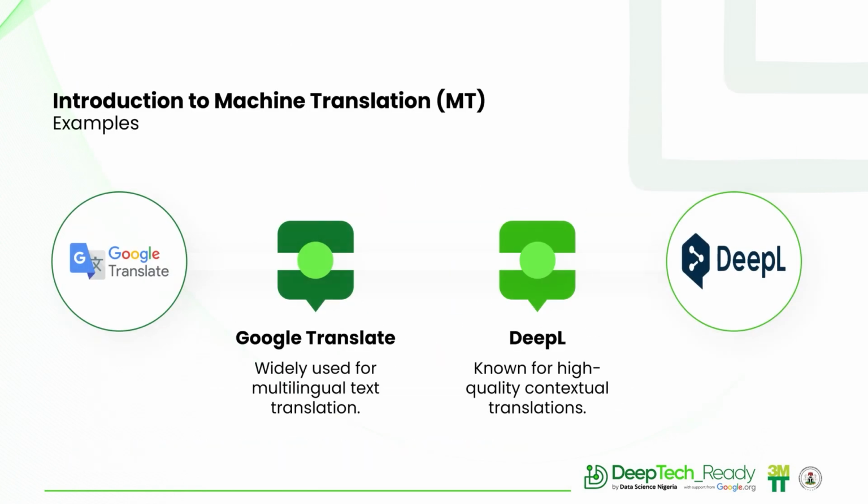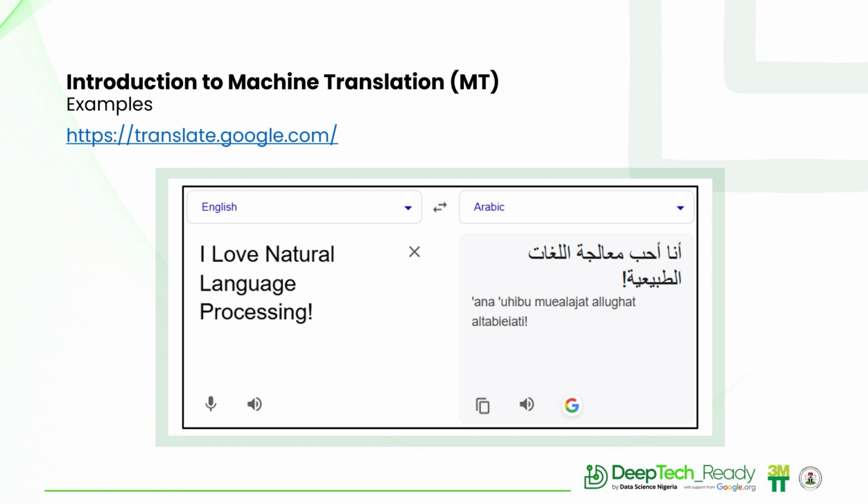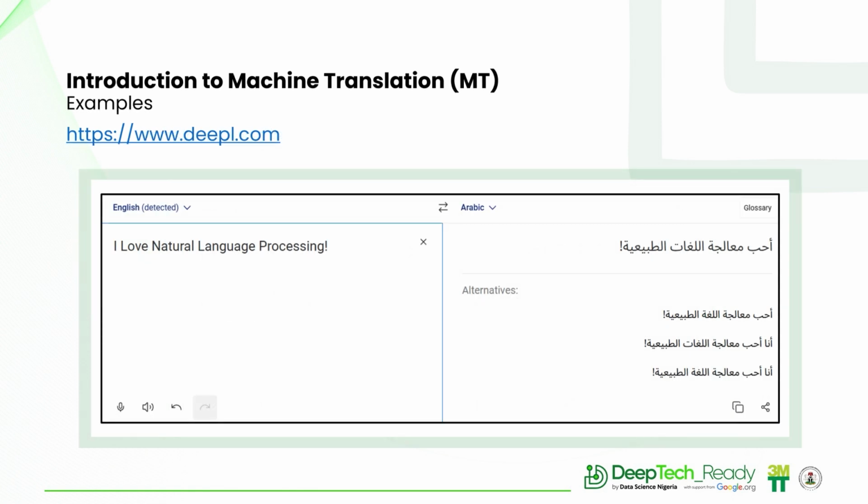To make machine translation more relatable, let's look at two popular tools, Google Translate and DeepL. Google Translate is perhaps the most widely known machine translation system. It supports translation for over 100 languages and offers features like text, voice, and image translation. DeepL is also known for providing context-aware and fluent translations, especially for European languages. It uses advanced neural network models to improve translation quality.